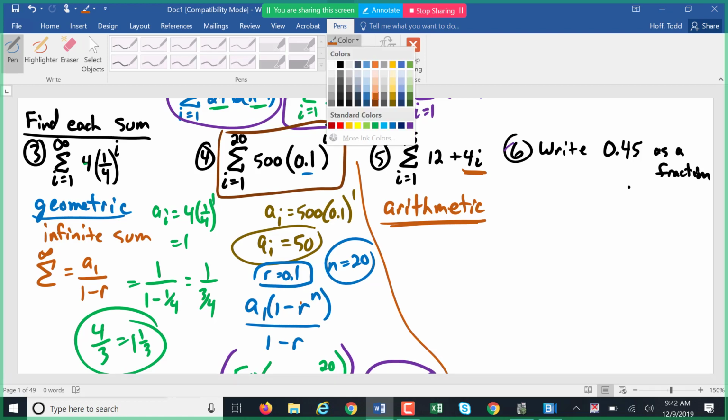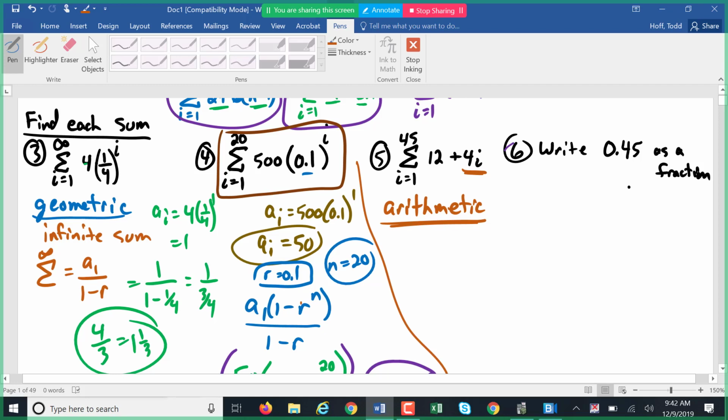So we need to find A1. A1 here is 12 plus 4 times 1, or 16. So that's A1. We also need to find AN. In this case, AN is going to be A45. So it'll be 12 plus 4 times 45. Well, 4 times 45 is 180, plus 12 is 192. So there is A1 and AN, or A45.